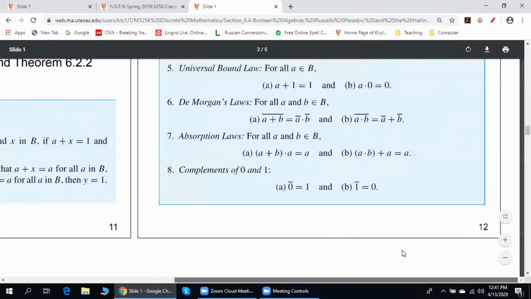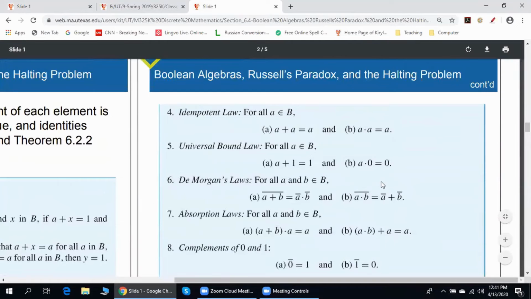For example, De Morgan's law. A plus B bar is A bar times B bar. AB bar is A bar plus B bar.